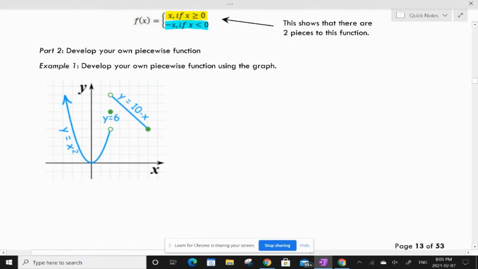So in part 2, it says develop your own piecewise function. And in this example, it says develop your own piecewise function using the graph. Now, when you take a look at your graph here, notice that your graph is in pieces, right? It's not a full parabola, it's not a full line, so we've broken this up a little bit. And the first thing you have to notice is what value of x your piecewise function is breaking up at.